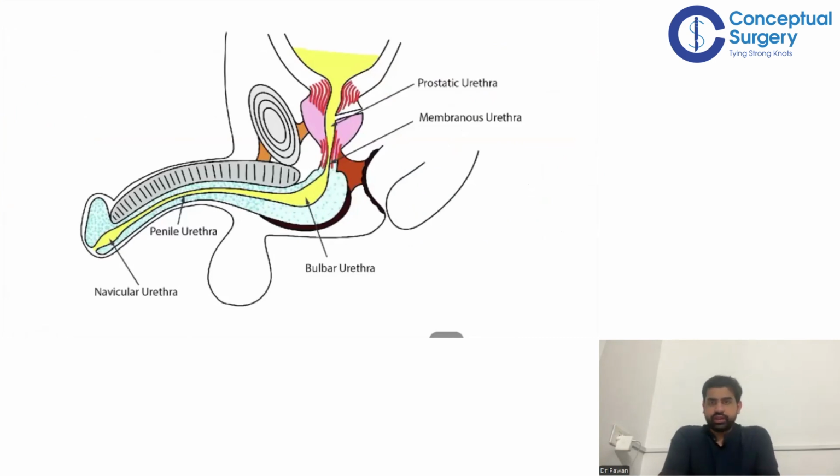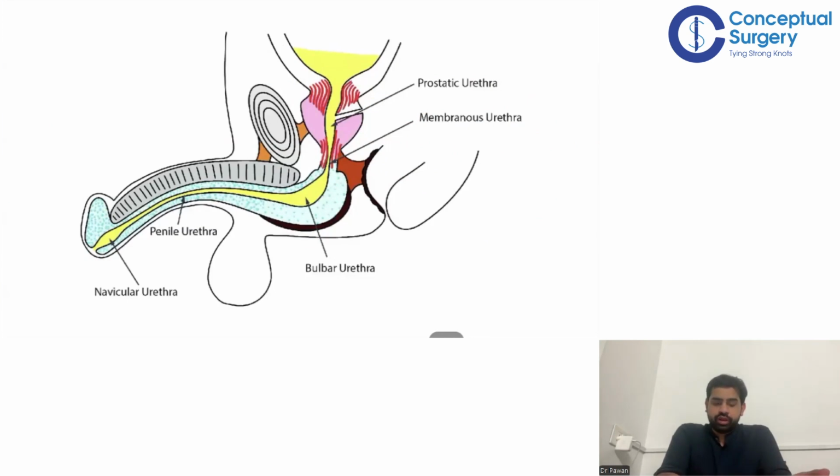So obviously this is the basics of the anatomy which you need to understand. We have a meatus, then the navicular fossa, then the penile urethra, the bulbar urethra, then the external sphincter, which is surrounding the membranous urethra. Here we have the urogenital diaphragm, then the prostatic urethra, and then the internal sphincter. So this is what you refer to as the basics of the normal anatomy of the urethra.